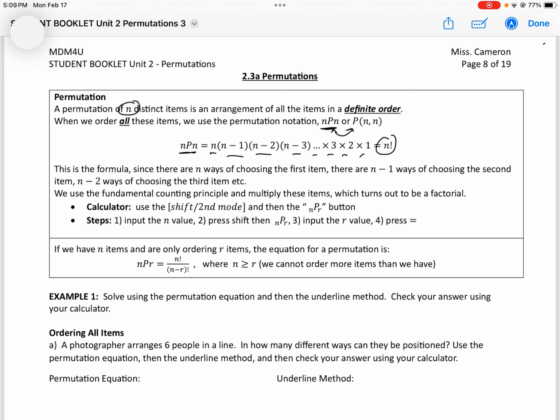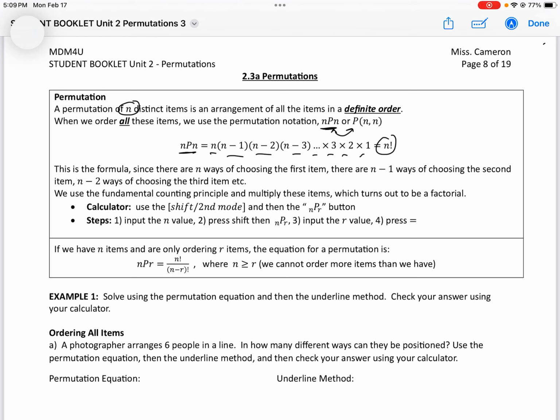This is a formula since there are n ways of choosing the first item, and then once that item is slotted in, there's n minus 1 ways of choosing the second item, and as soon as that item is slotted in, there's n minus 2 ways of choosing the third item, and so on. So we can use the fundamental counting principle and multiply these items, which turns out to be a factorial.